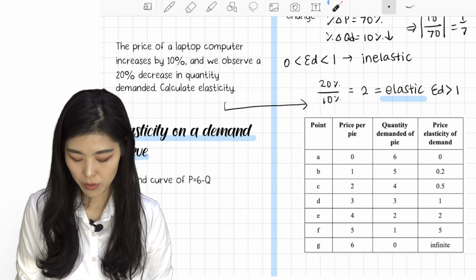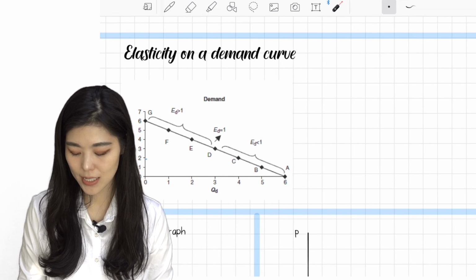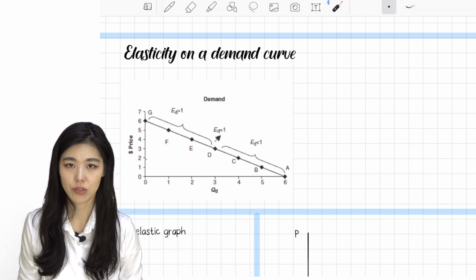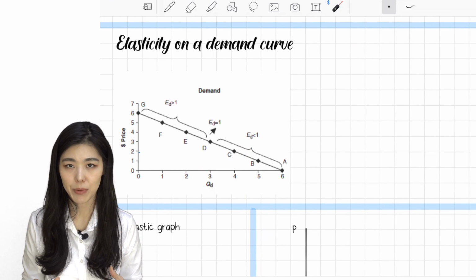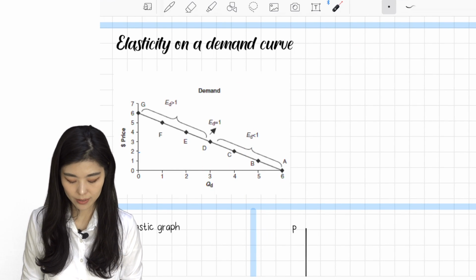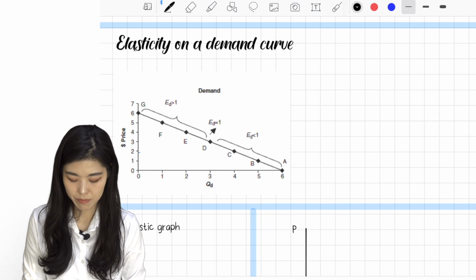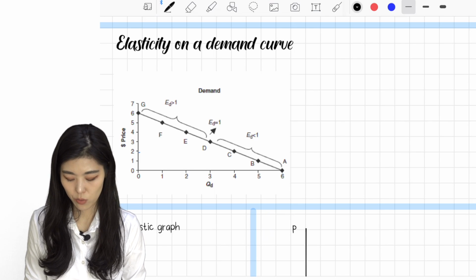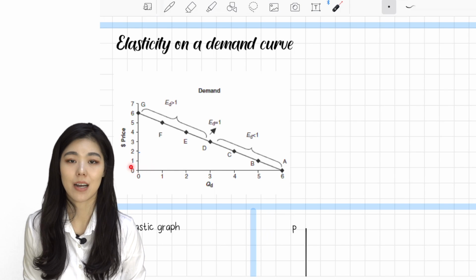So if you plot a demand curve like this, quantity and price of a pie will look like this. But never mind, you don't have to do this. What you have to know is this graph. If you plot that table into a graph, it will look like this. And just as I said, I'm going to explain why the elasticity of demand is elastic on the upper side of the demand curve and why it is inelastic on the lower side of the demand curve.